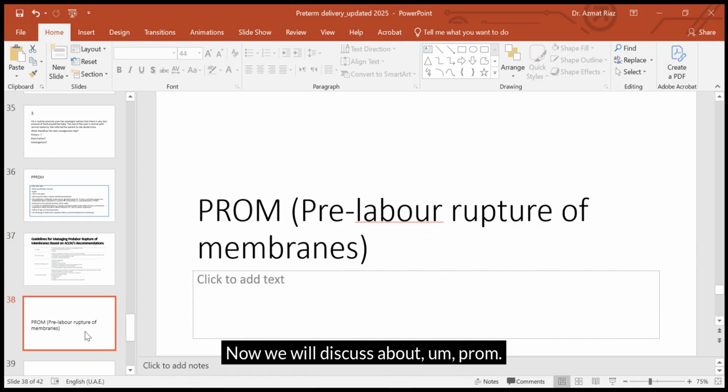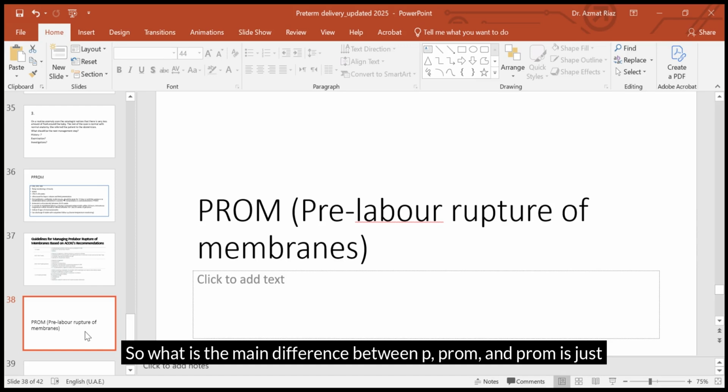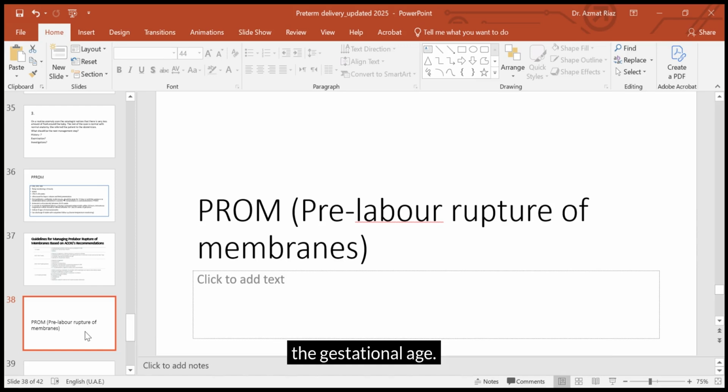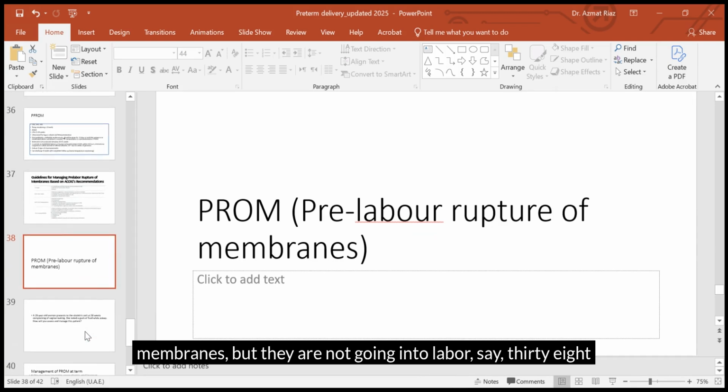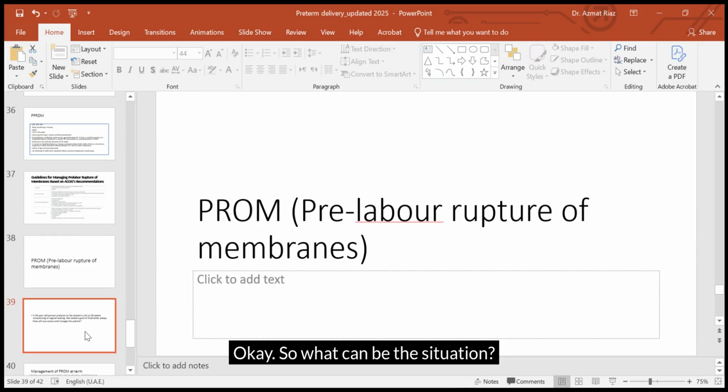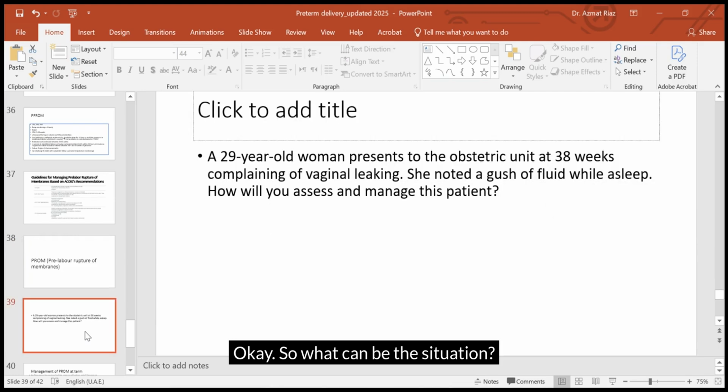Now we will discuss PROM. So what is the main difference between PPROM and PROM? It is just the gestational age. So sometimes it happens that women have their rupture of membranes, but they are not going into labor, say at 38 weeks, 39 weeks, 40 weeks, even 41 weeks, okay. So what can be the situation?